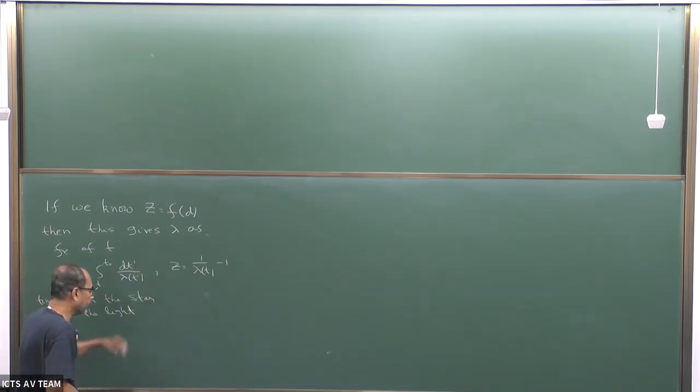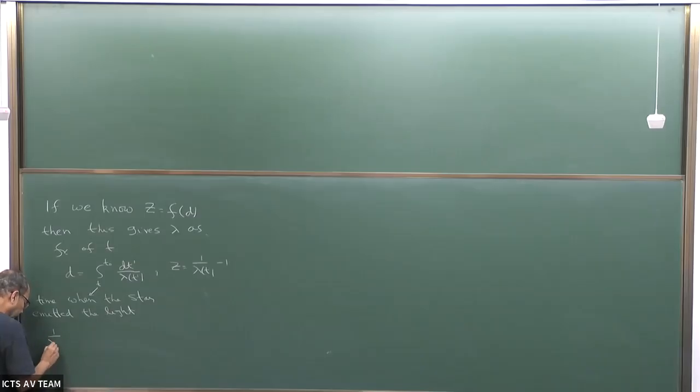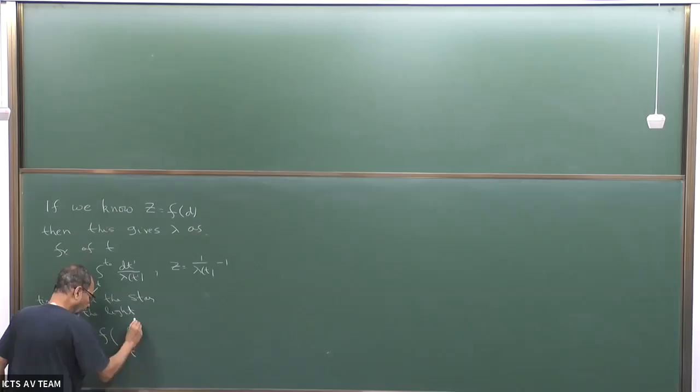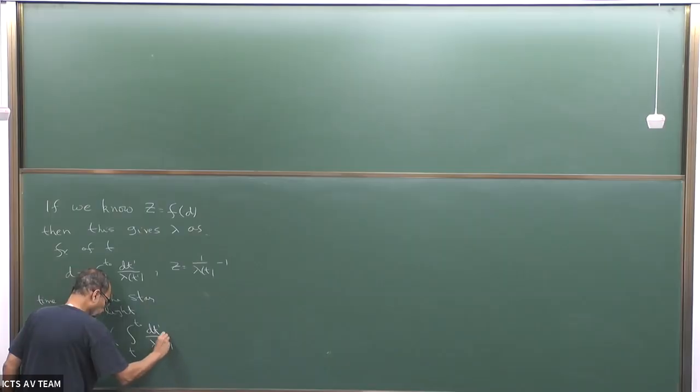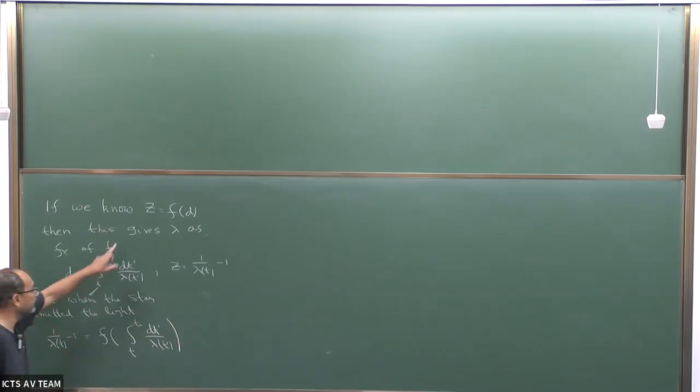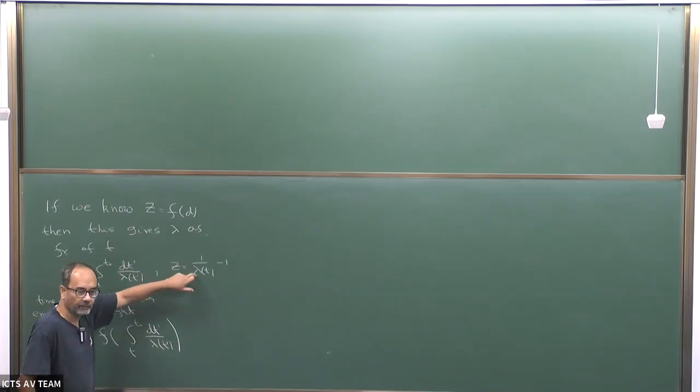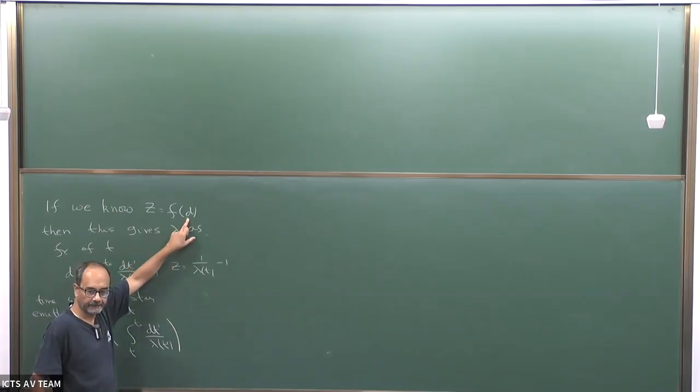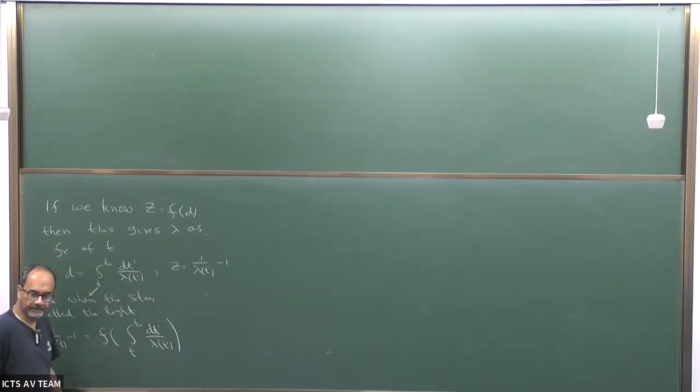So then this relation can be written in a compact form by saying that 1 over lambda of t minus 1 is equal to f of the integral from t to t naught. This is the abstract form of the relation. All I have done is that I have substituted in this expression. The left hand side I have written as 1 over lambda of t minus 1. On the right hand side, inside the argument of the function, d I have replaced by this function over here.